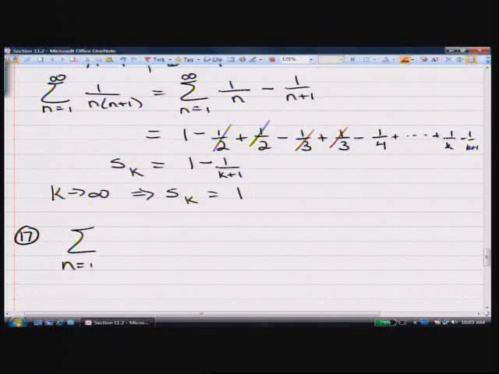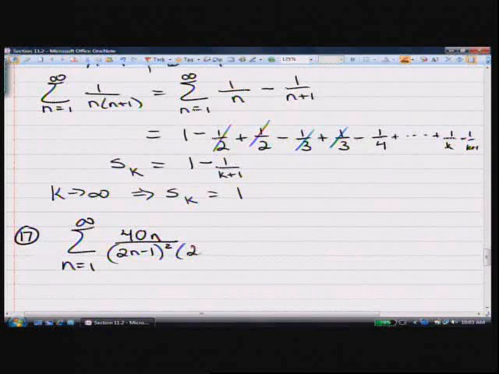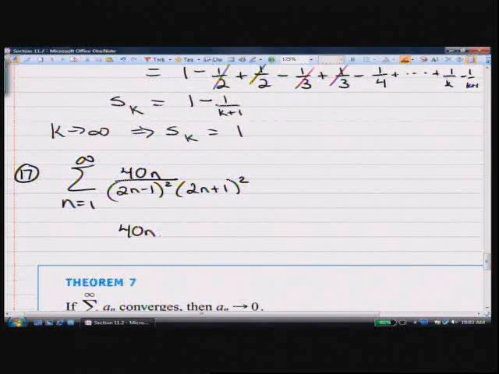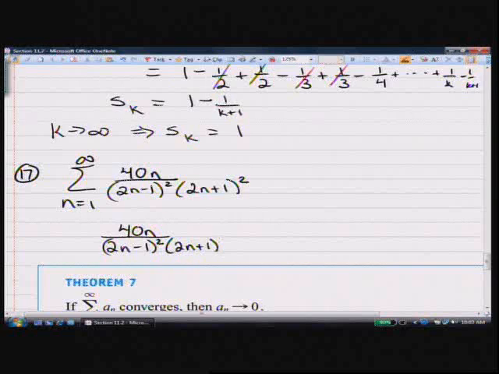All right, I will. 17. N goes from 1 to infinity. We've got 40n over 2n minus 1 squared times 2n plus 1 squared. Okay, so remember, this is a really complicated one because we've got quadratic factors, but we'll go ahead and do it because you have one like this on your online homework. So this is 40n over 2n minus 1 squared times 2n plus 1 squared.